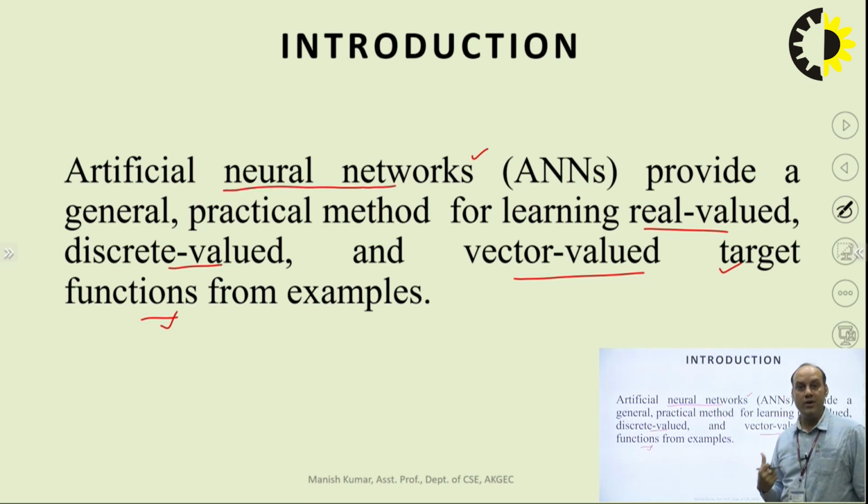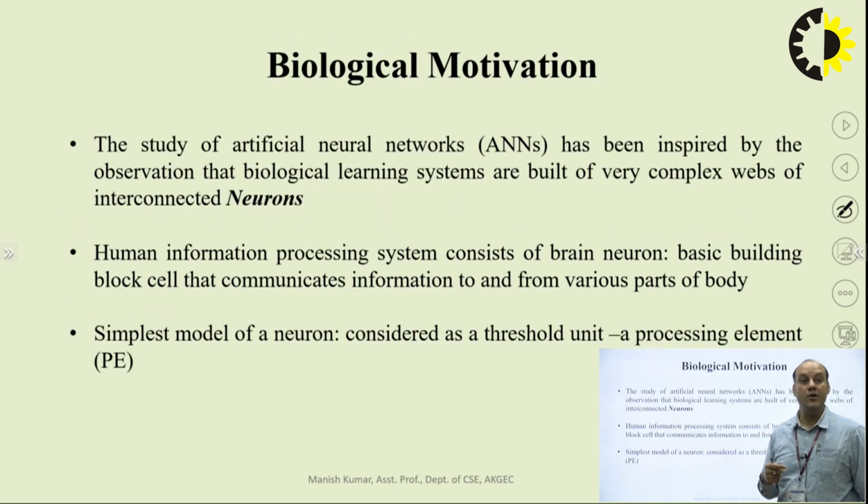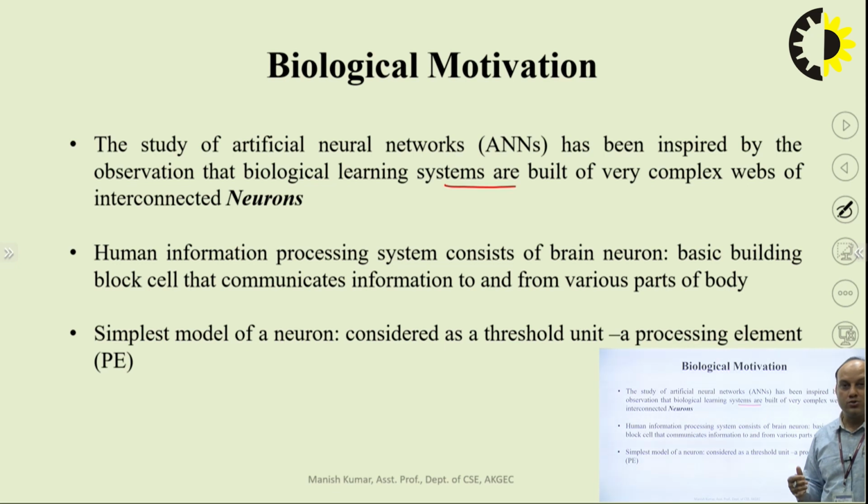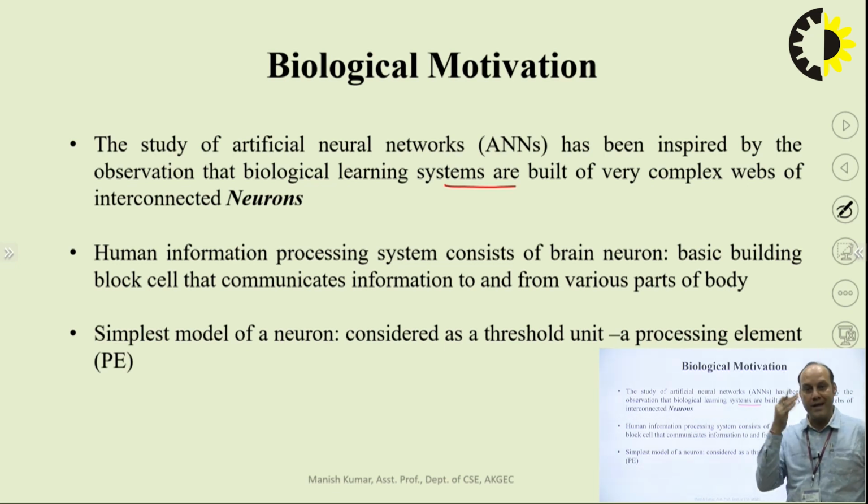This neural network is inspired from the human brain. Okay, inspired from the human brain. So we get a motivation from biology. The study of artificial neural networks has been inspired by the observation that biological learning systems are built of very complex webs of interconnected neurons. We all know that in our brain we have millions and trillions of neurons.